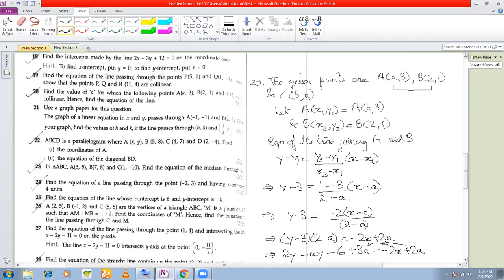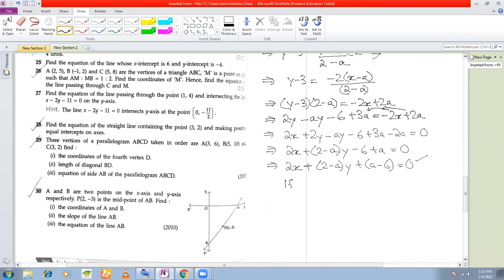Now we want to find such a value of A that all these 3 points are collinear. That means if I have 3 points collinear, they must be on the same straight line. If I take A and B, I have found the equation of this straight line AB. Now if I have a third point C here, the coordinates of C must satisfy the equation of the straight line, right? If these 3 points are collinear. So if C5A is collinear with A and B, then this coordinate must satisfy this equation, right? So we put x is equal to 5 and y is equal to A.